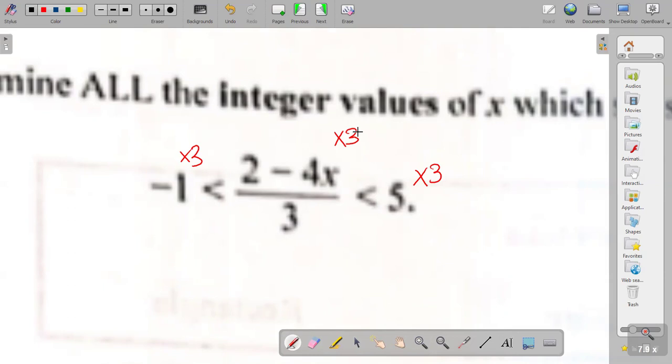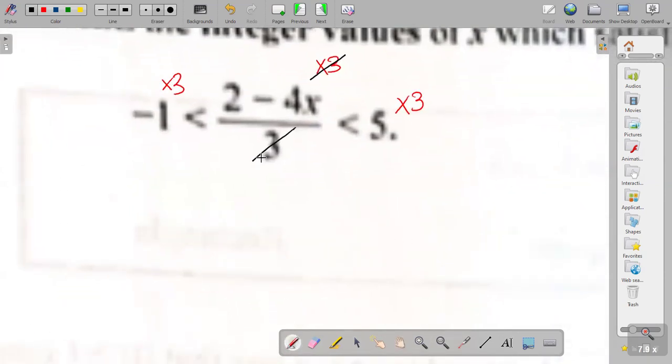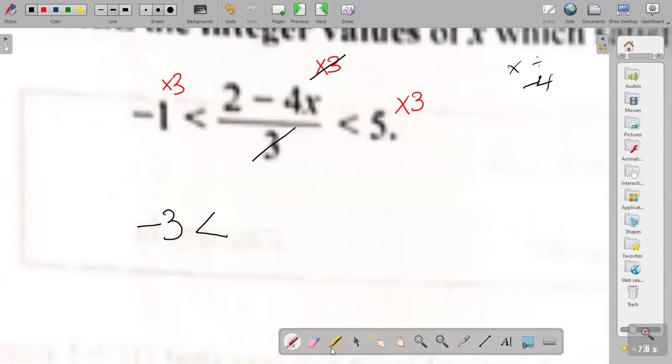So what's going to happen? This is going to cancel this. So what do we have left? We're going to have negative 3 times 1 is negative 3, less than. Please note that I multiplied by a positive number, so the direction doesn't change. When does the direction change? If you multiply or divide by a negative number, okay? Keep that in the back of your head because you see the inequality signs, right?